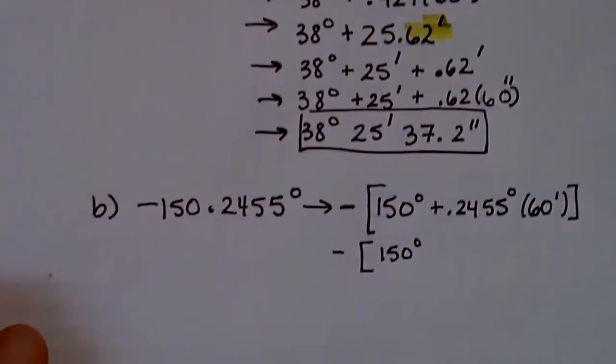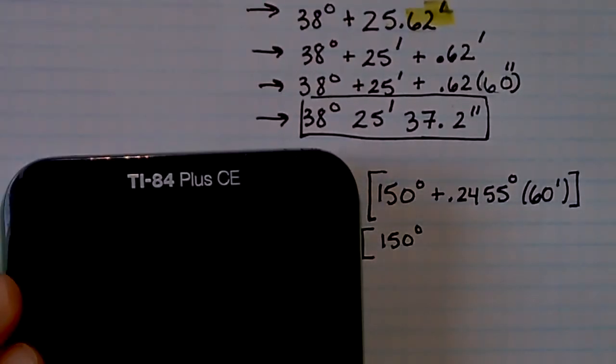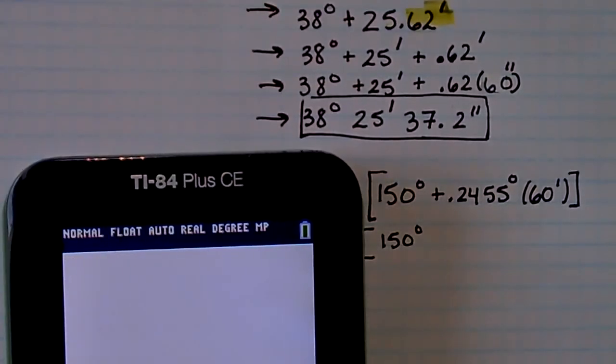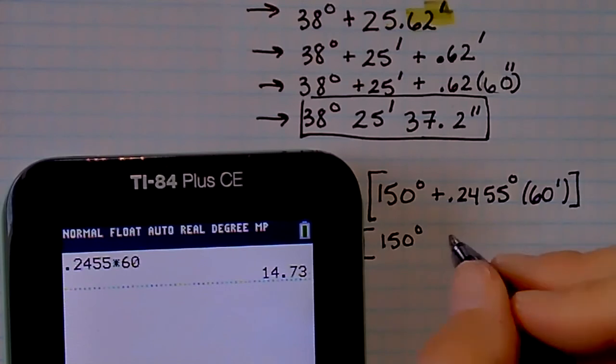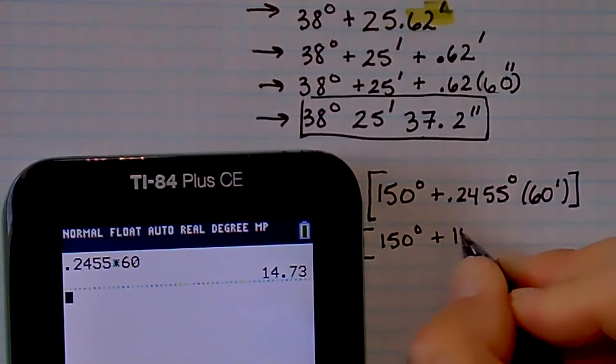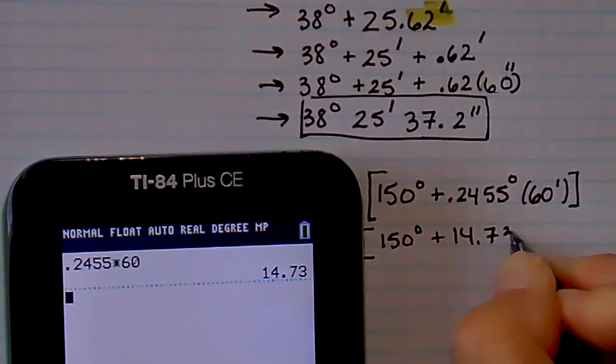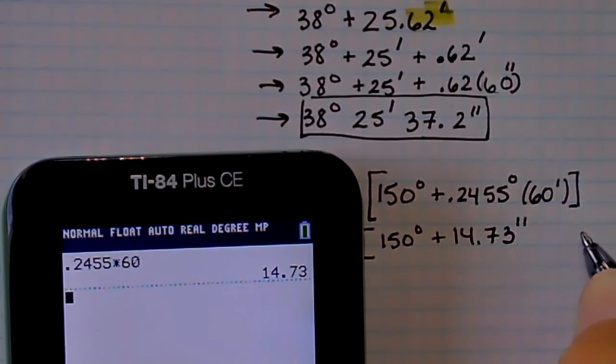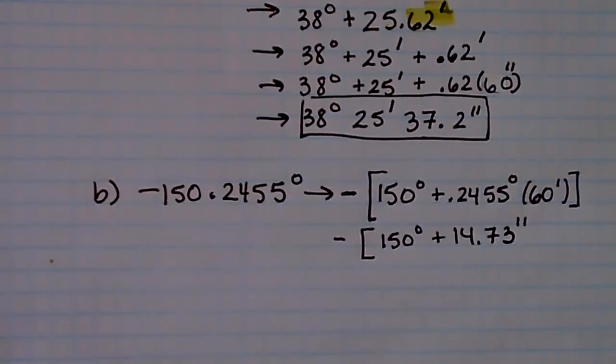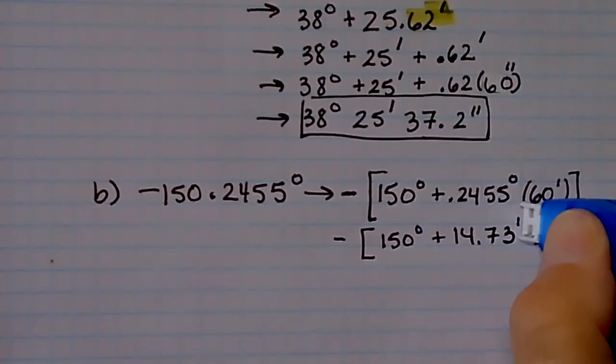And when I do that math, and I take 0.2455 times 60, I'm going to get 14.73 minutes. Okay. And then I need to take this 0.73, sorry, minutes, one mark.